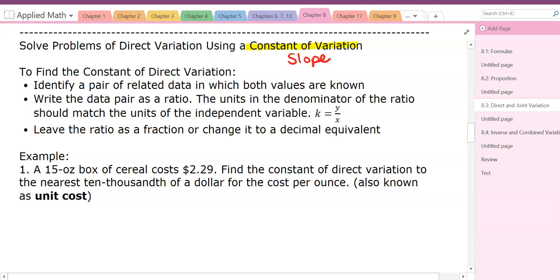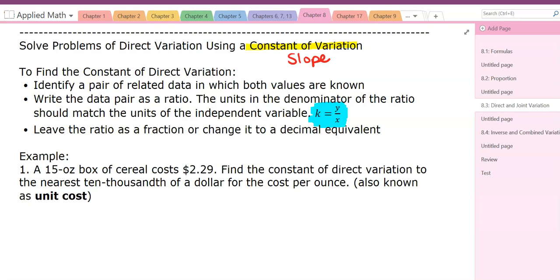Now, this right here, where it says k equals y over x, what I'm highlighting in blue there, that's your formula for the constant of variation. Notice it's really similar to your slope equation. Okay, if you don't remember slope from algebra, that's the change in your y over the change in your x.